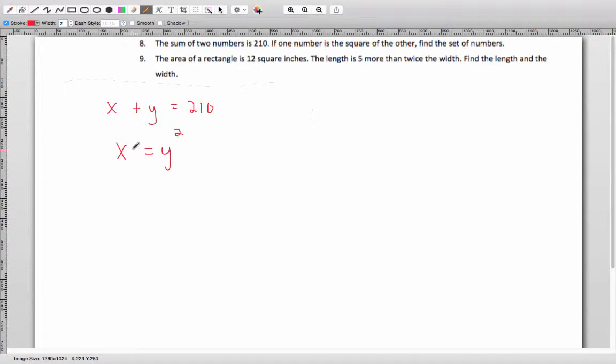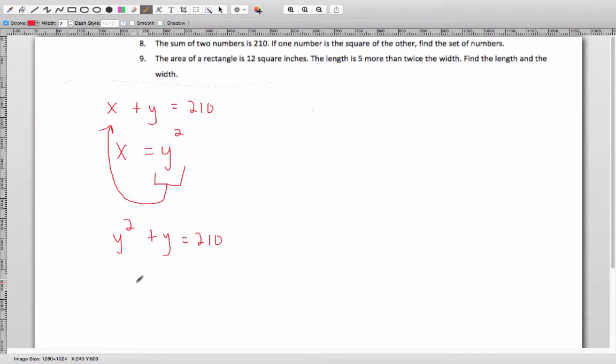What I would do is, since we already have x equal to y squared, let's plug y squared into the other equation for x. So we're going to substitute this in here, which would give us y squared plus y equals 210. And you may say, what do I do with this? What I would do is set everything equal to 0 because you have a quadratic here.